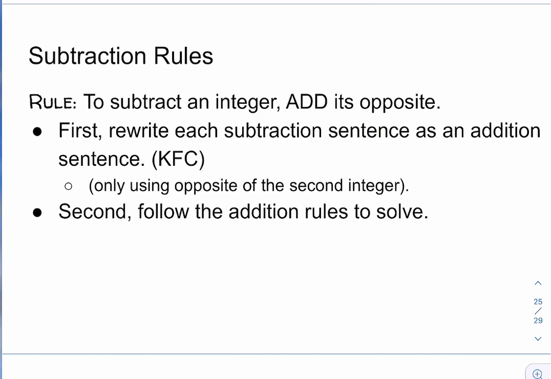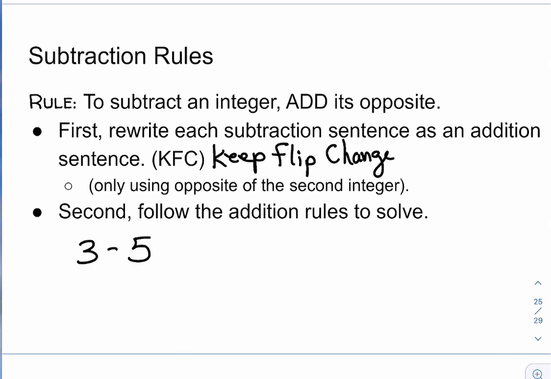I'm going to use an example here, and we're going to write this one down: 3 subtract 5. So we're going to add its opposite. You see in brackets here, it says KFC. Some like to remember this little acronym to remember what to do. What that stands for is keep, flip, and change. That refers to each part of the subtraction statement: the first part we keep, the middle part we flip, the last part we change.